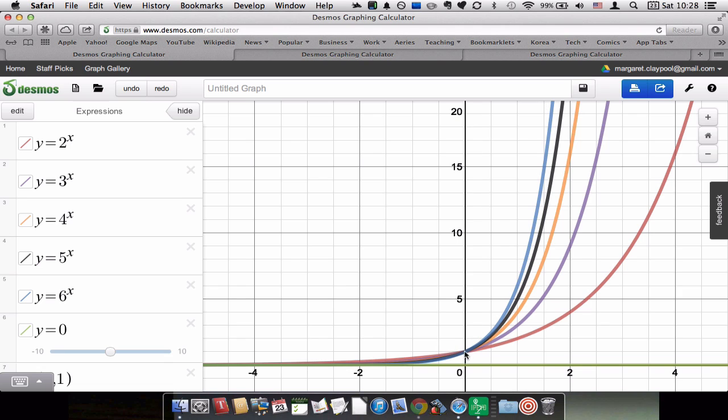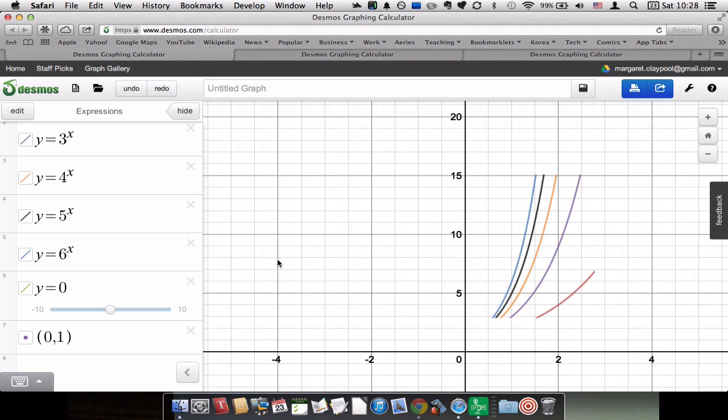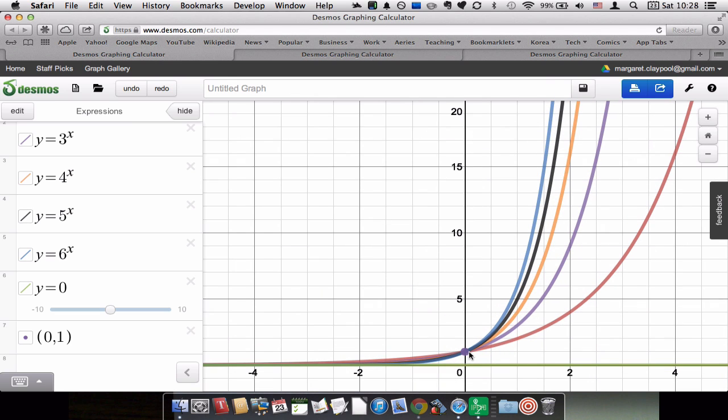You'll also notice they all go through the point 0, 1. They have a horizontal asymptote at y equals 0, and they start out shallow and get very steep. That's what exponential functions look like.